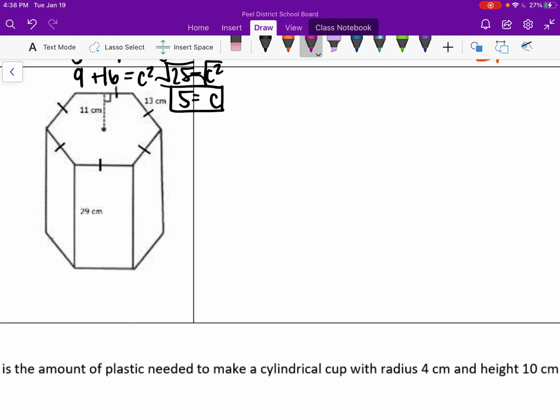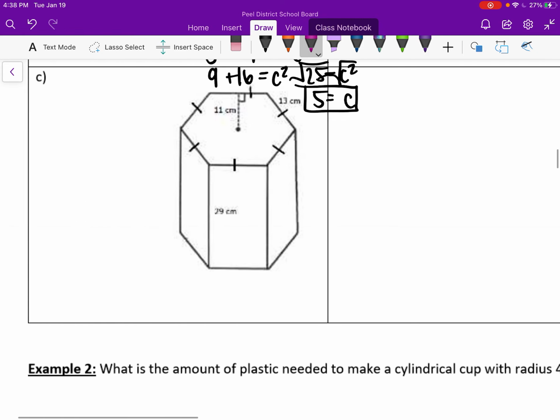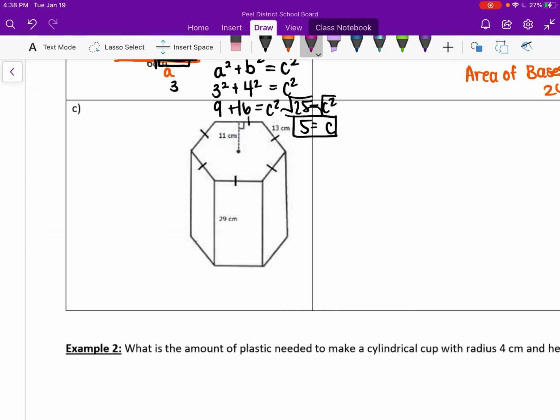Alrighty then, we're going to move on now. We're going to move on to our hexagon. Again, we want the area of the hexagon at the top and at the bottom, and then the area of each of these little rectangles.